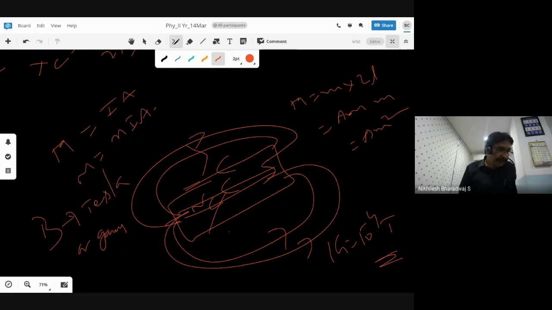Next, what happens to the compass needle at earth's poles? Anybody? At earth's poles, write down: BH is equal to 0. The horizontal component of Earth's magnetic field becomes 0. Therefore, the compass needle aligns in any direction.